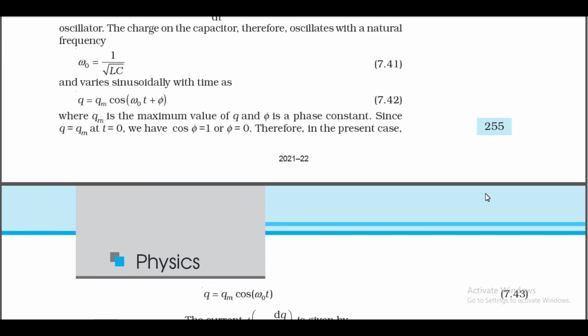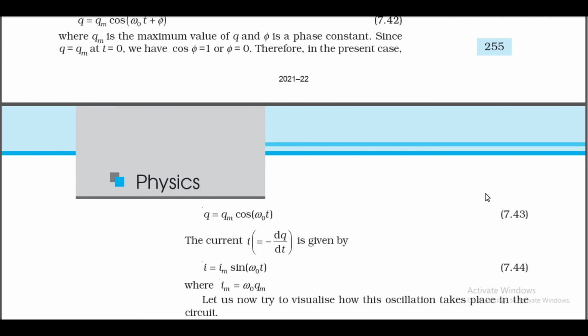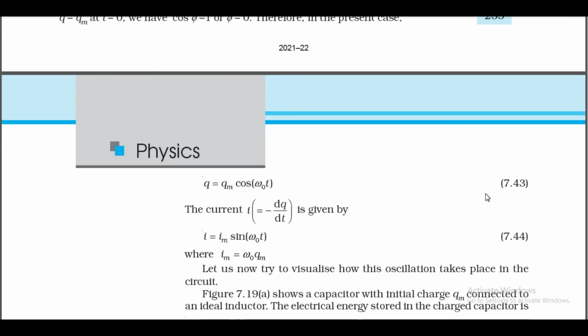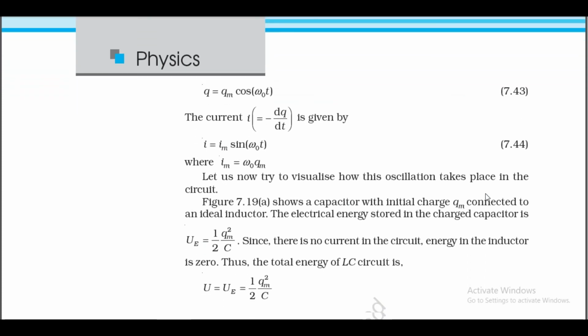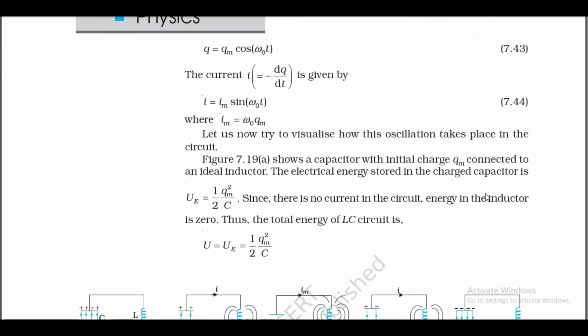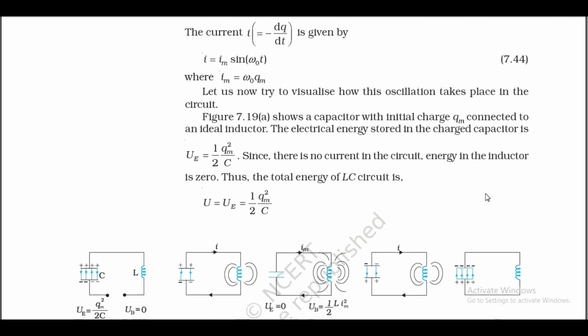Since Q is equal to Qm at t is equal to 0, we have cos φ is equal to 1 or φ is equal to 0. Therefore, in the present case, Q is equal to Qm cos omega naught t. The current I is equal to minus dQ divided by dt, given by I is equal to Im sin omega naught t, where Im is equal to omega naught Qm.